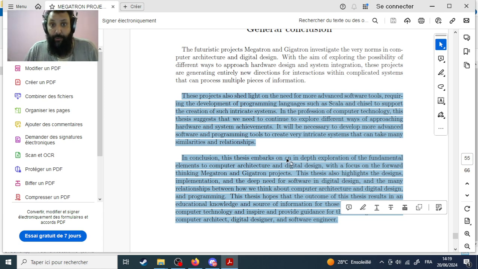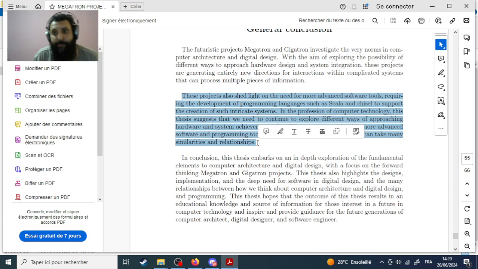In the conclusion, you have to summarize the main points, the main works we did in our project. For instance, in chapter one, we studied the hardware, the digital design computer architecture. We studied the logic simulation. We studied the HDL. We studied Gigatron. We studied Megatron. We tried to implement Megatron with Gigatron. We tested. All those points, the main works, should be put here.